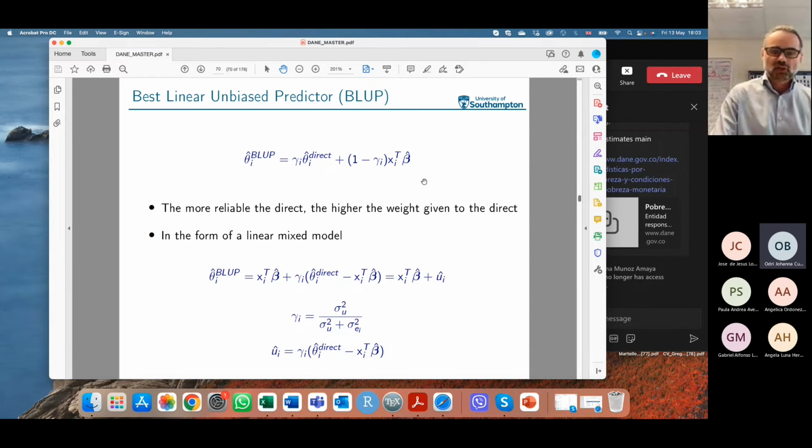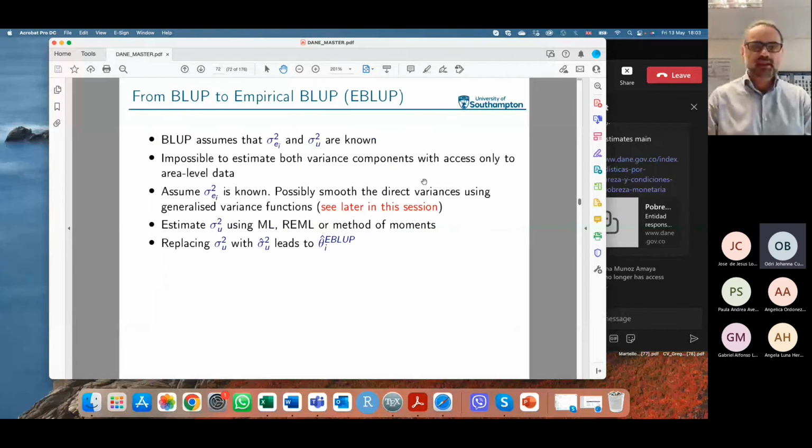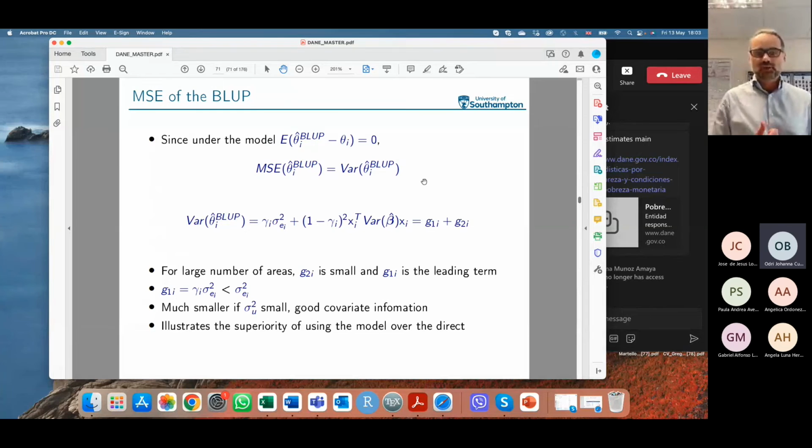So this is how the model looks. I'm conscious of time, so I'm going to finish with this slide as a final slide. Let's look a bit at the mean squared error of the BLUP, the best linear unbiased predictor.